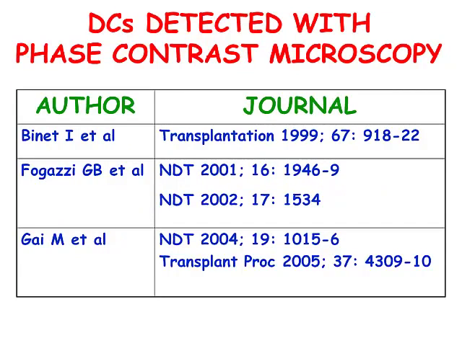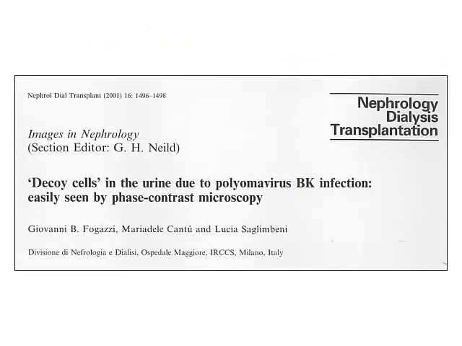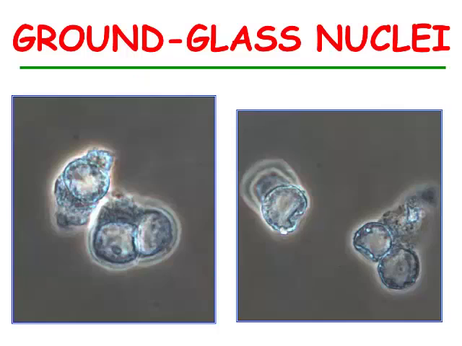So there are a few papers in which decoy cells have been identified and described with the use of phase contrast microscopy. To the best of my knowledge, these are the papers which have been published so far. One from the group of Professor Miach himself, two from our group, and two from another Italian colleague. And these are the decoy cells as they are seen with phase contrast microscopy.